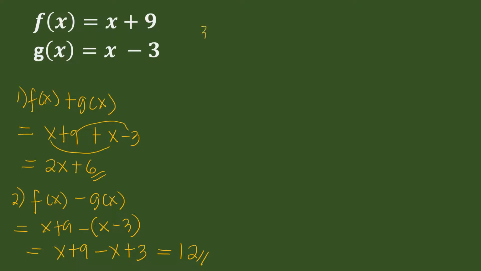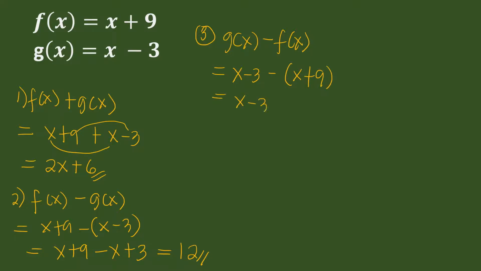How about if we have the other way around, such that g of x is subtracted by f of x? So what happened here? That would be equal to, this time, x minus 3 minus f of x, so we will have x plus 9. So that will be equal to x minus 3 minus x minus 9. So that will be x minus x, 0. So we have minus 3 minus 9. That will be negative 12.